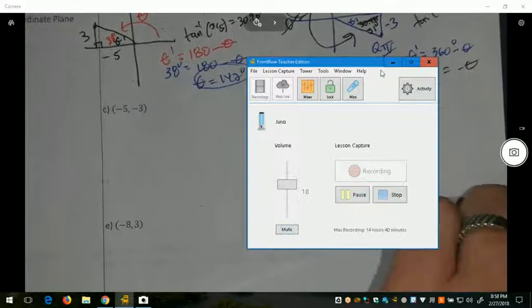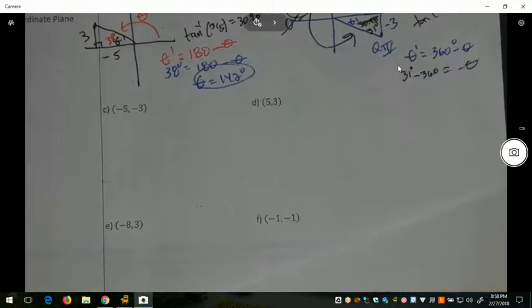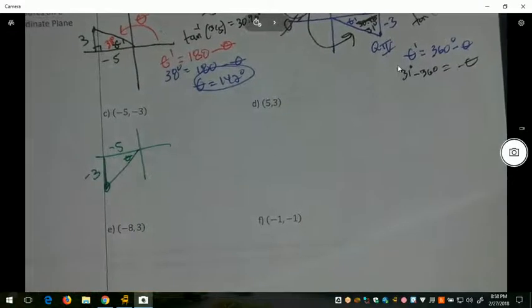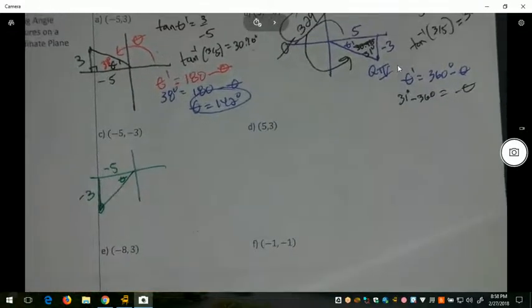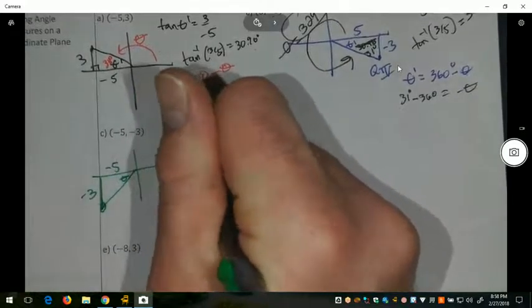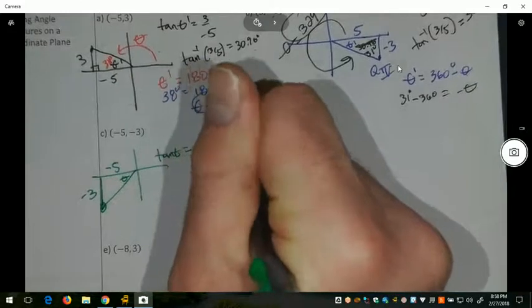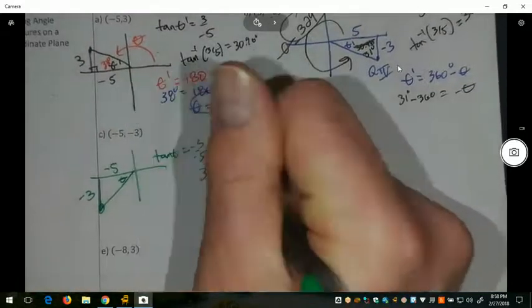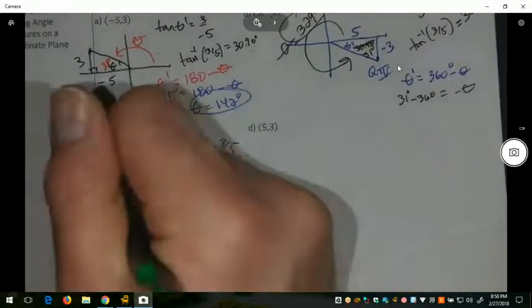All right, so you should have for this one, in quadrant 3, a negative 5, negative 3, so back 5, down 3. That's going to make tangent positive regardless. And honestly, we could put those negatives, but I want to talk to you about that in class because you can also do it the way that we just did it. So tangent of theta is negative 3 over negative 5, which is positive 3/5. Again, we do tangent inverse of 3/5. Lo and behold, we get 30.96 or 31 degrees.